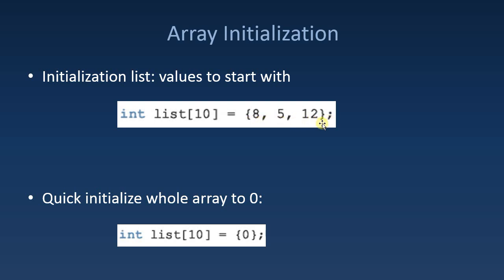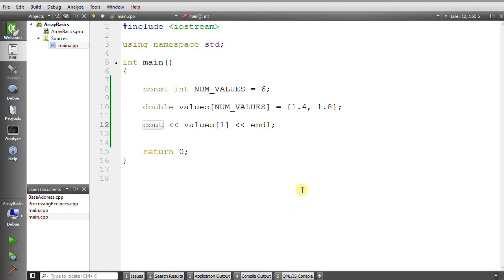We can quickly initialize an array with a list of values with curly braces around it. If we don't initialize an array, just like anything else, it starts with random garbage. So it's always a good idea to initialize. Something like this says create me an array with 10 elements of integers. I'm going to call it list and use 8, 5, and 12 as initial values. So I'm only specifying 3 of the 10 values.